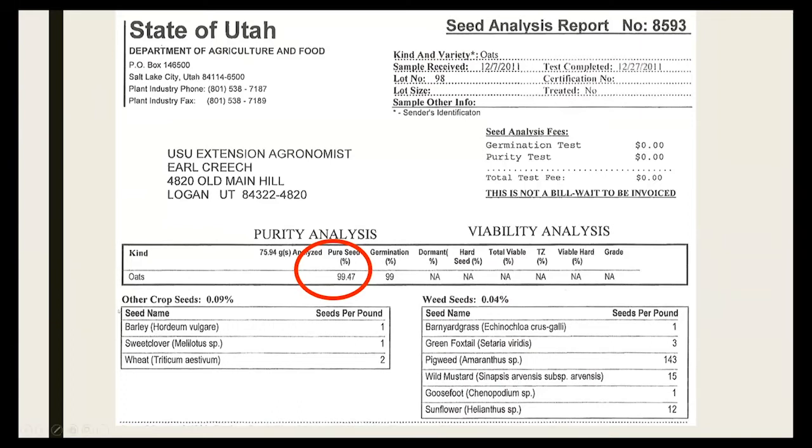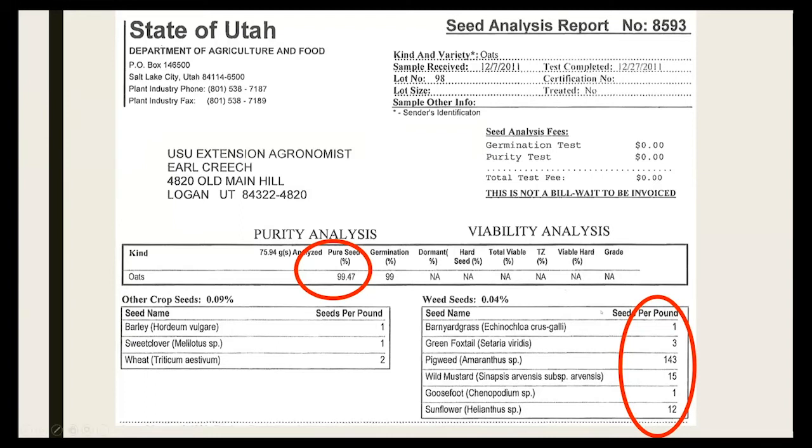But then let's look down here at what else is going on. So we have, right here, you'll see that we actually had some barley. We had 1 barley seed, a sweet clover seed, and 2 wheat seeds in this particular sample per pound.